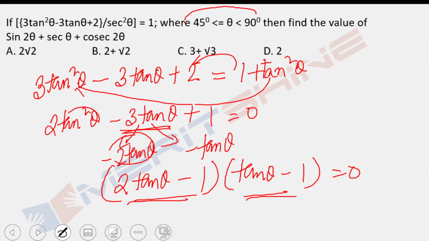Now is when the limiting factor comes to play. This is the use of the limiting factor. What does the limiting factor say? That the theta should be greater than or equal to 45 degree and less than 90 degree.